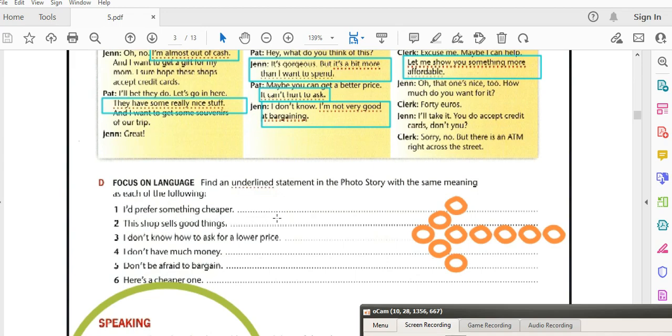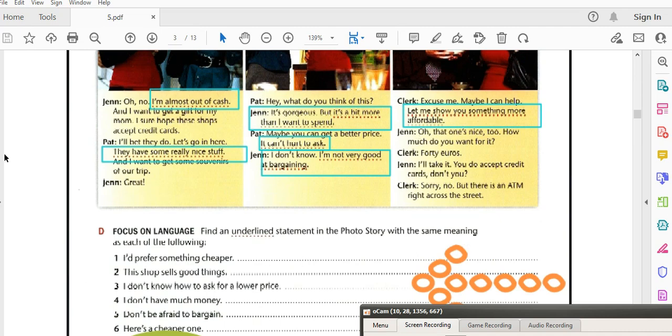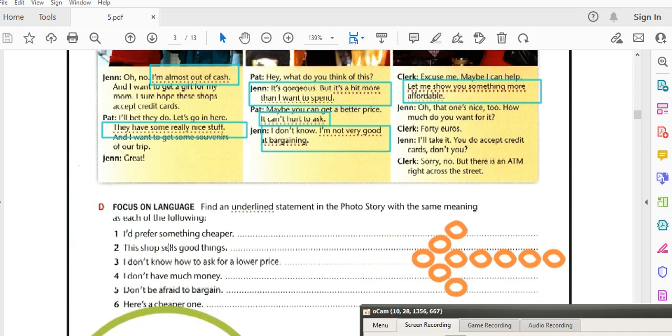For example, you can say it's a bit more than what I want to spend. The shop sells good things. They have some really nice stuff. I don't know how to ask for a lower price. I don't know. I'm not very good at bargaining. I don't have much money. I'm almost out of cash. Don't be afraid to bargain. It can't hurt to ask. Here's a cheaper one. Let me show you something more affordable.